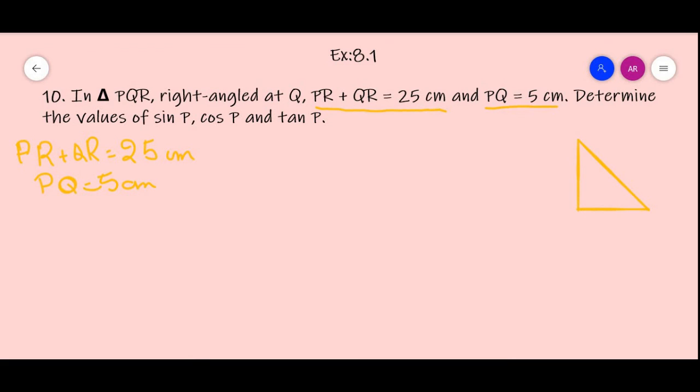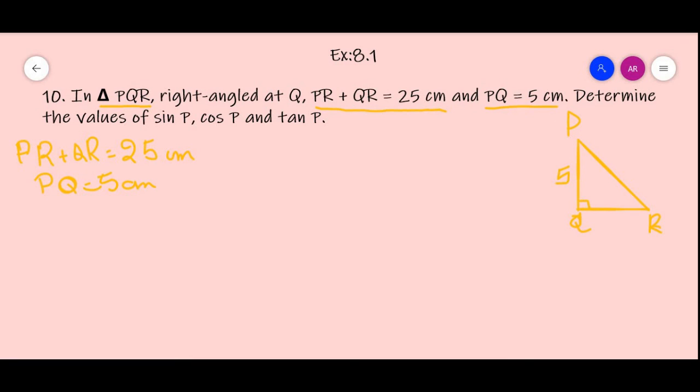I'm going to draw my triangle and name it ABC. No, I cannot name it ABC because in the question they said to take triangle PQR. So I'm going to name my triangle PQR. This is my right angle over here. And we know the value of PQ as 5, so this is 5 over here. Alright, and then we have been given the sum of two sides.